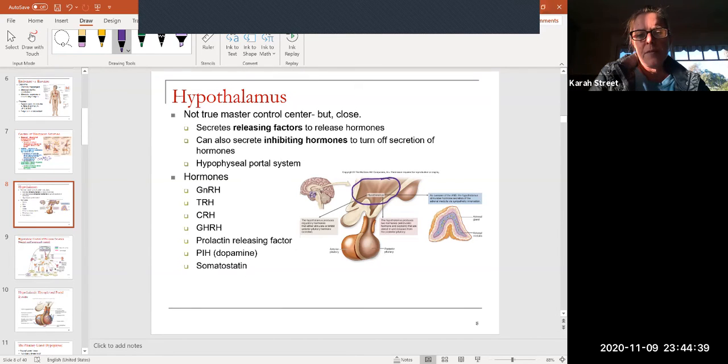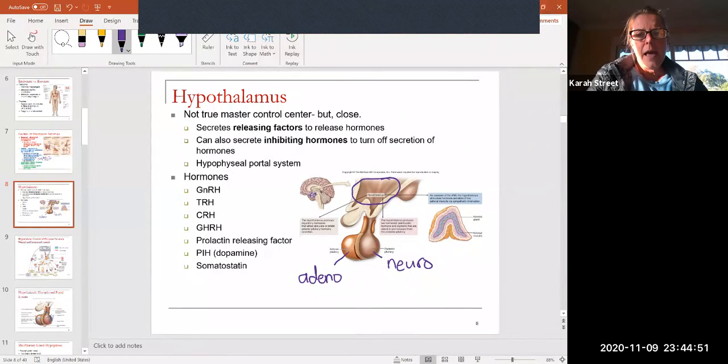So the hypothalamus is just above the posterior pituitary and anterior. Anterior is also called adenohypophysis, and the posterior is called the neurohypophysis. And the hypothalamus makes and releases hormones. Now, these hormones are either releasing hormones or inhibitory hormones.